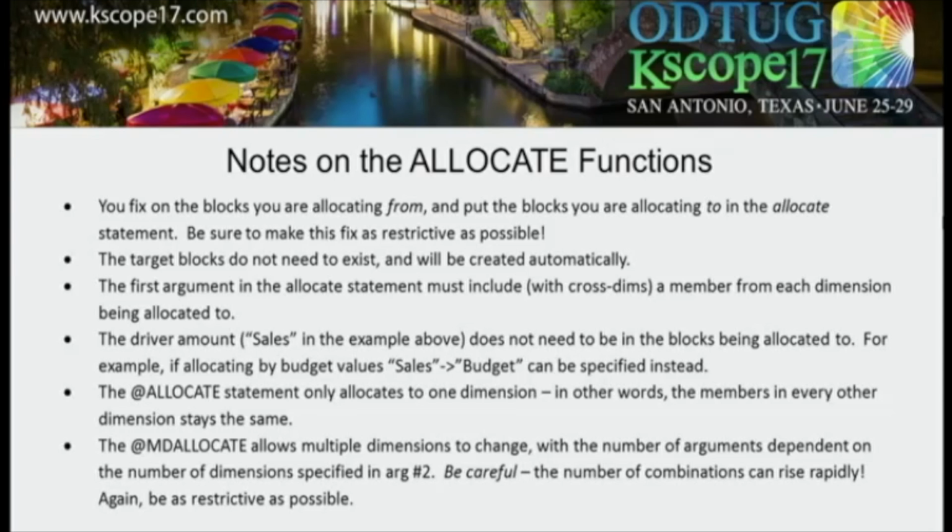You're changing dimensions. So remember, if you're allocating to products and areas, but you're also changing scenarios, that's 3 dimensions you need in your allocate statements, because you're changing 3 dimensions. You got to be careful. Number combinations goes geometrically. So you got to be real careful.